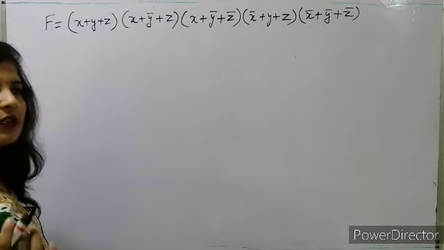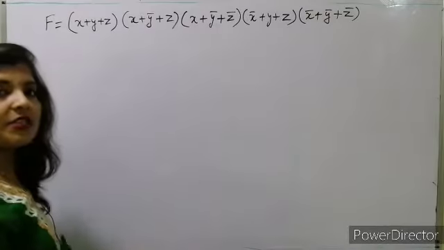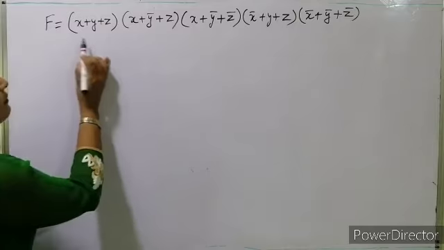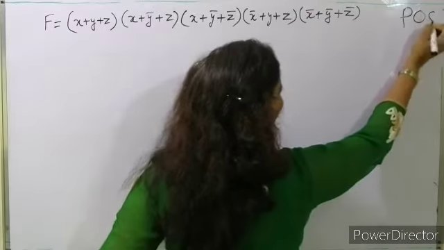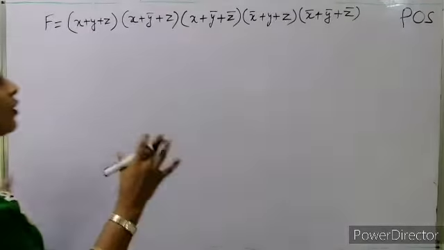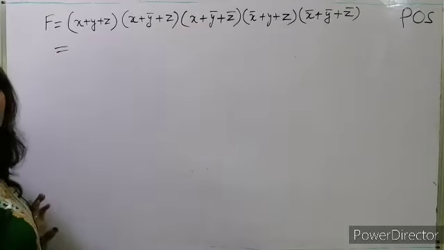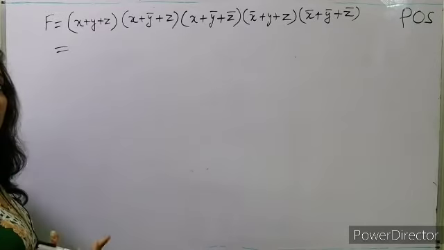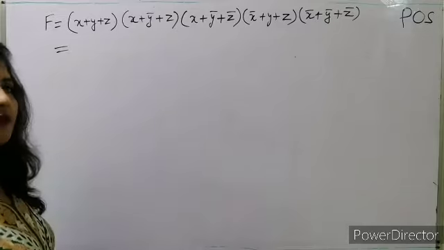Okay, summation of terms are in terms. All the terms here are in summation terms. So it will be called product of sum, POS. So max term is product of sum. So now we'll see 0 0 0, x y z. For 0 we are using the variable and for complement we are using 1.